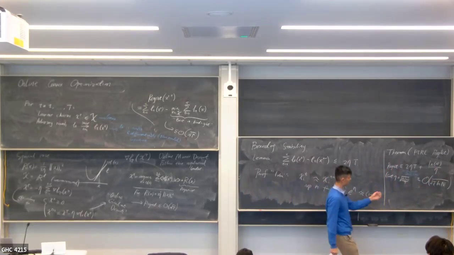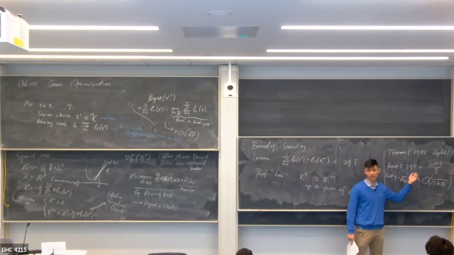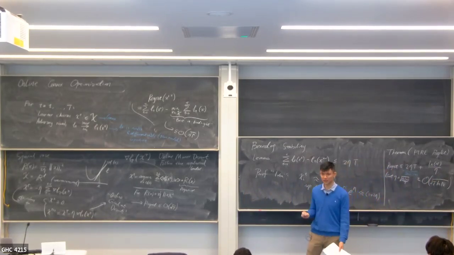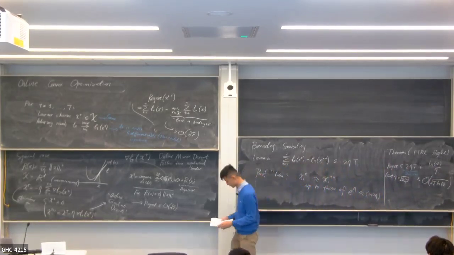But the stability scaling linearly in eta makes sense, right? Because that's kind of the learning rate. That's sort of the difference between rounds. If you set the learning rate to be small, the difference will be smaller. So intuitively it makes sense.